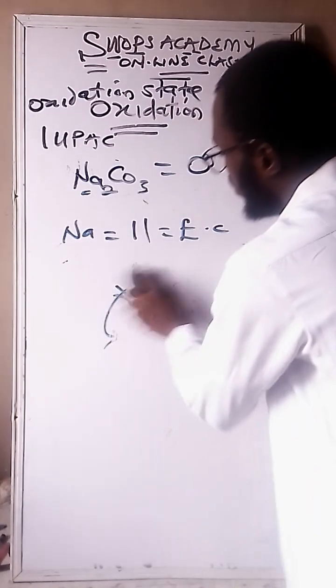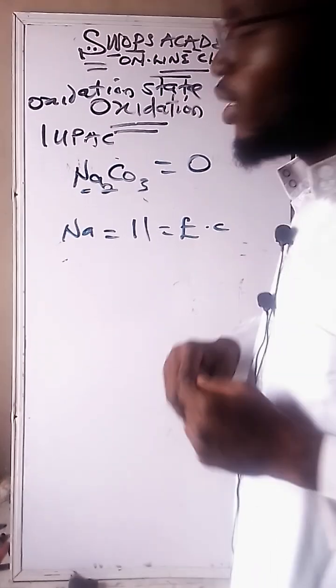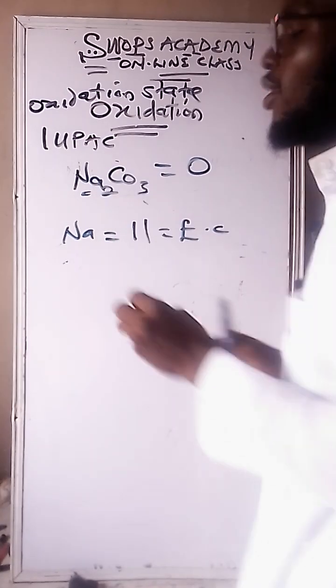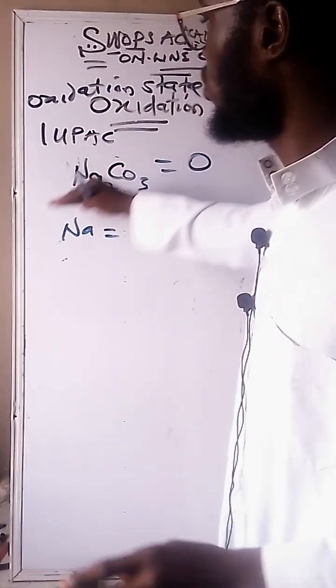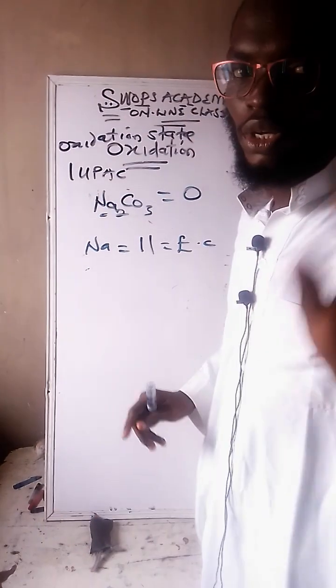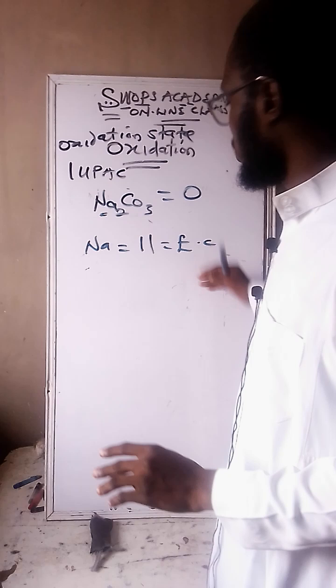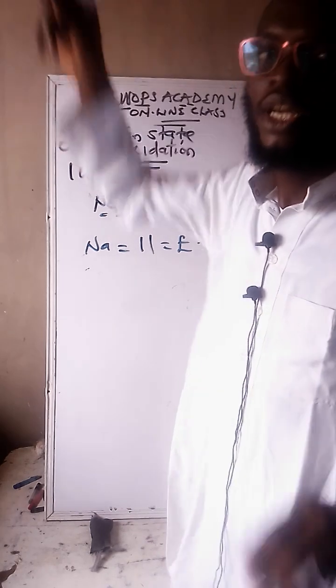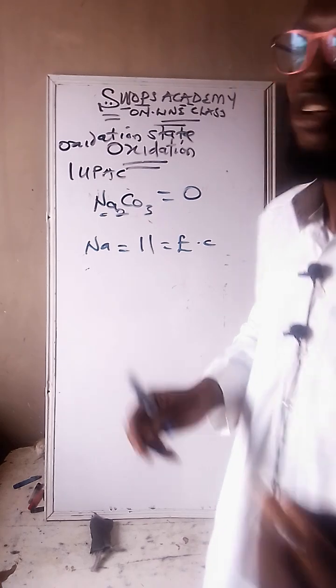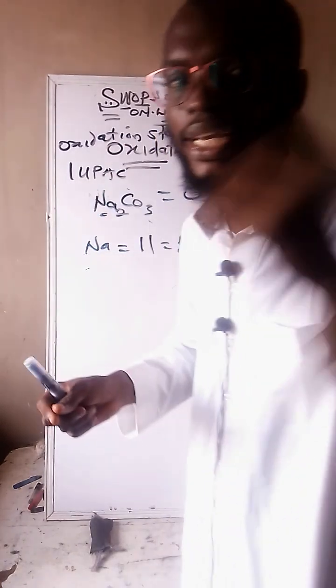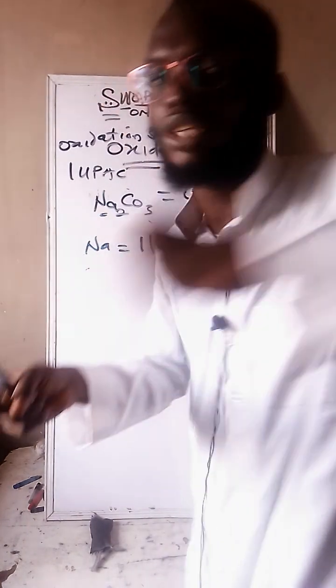So you have to do the EC. Now, know that the last rule that I'm going to tell you here, we have mentioned two rules: the art of equating a compound to be zero, and the art of equating a radical to what it is carrying as the charge. Then the third rule is that you have to make use of their atomic number in order to solve this by finding their outer valency.